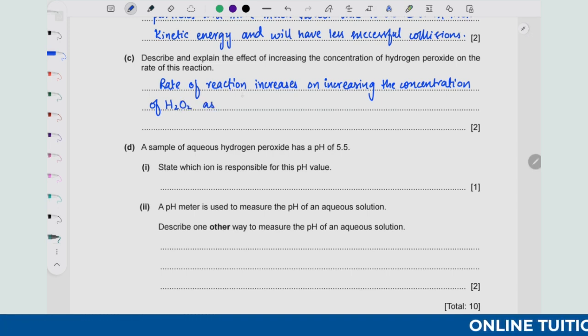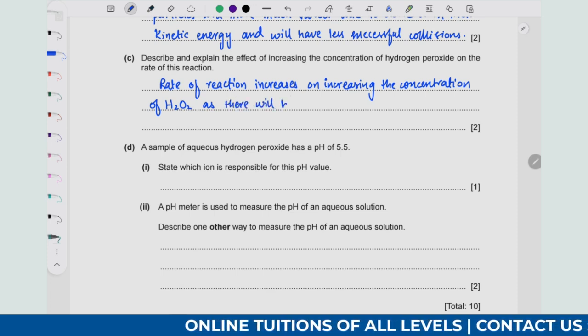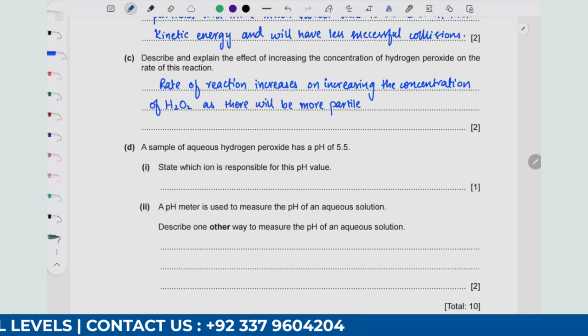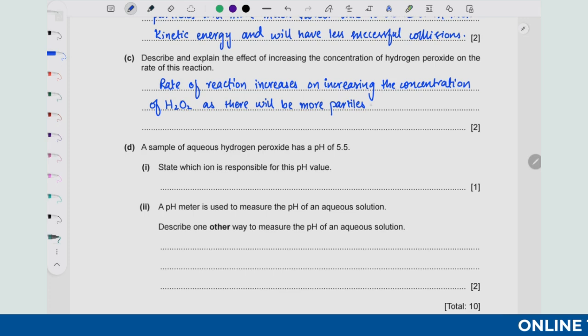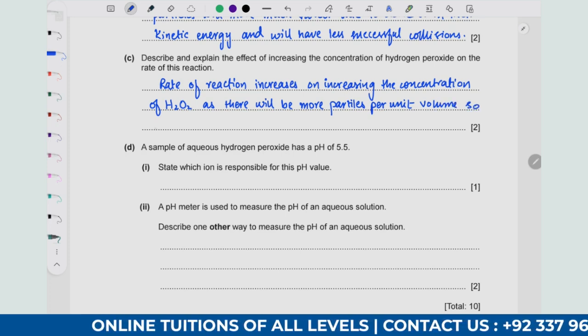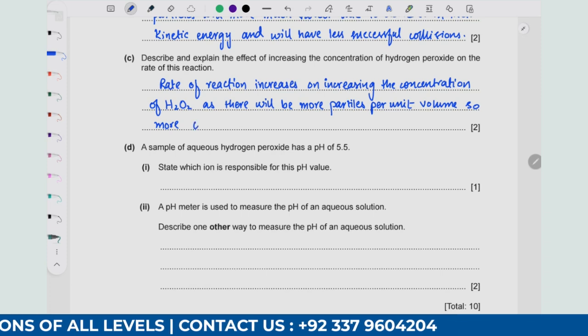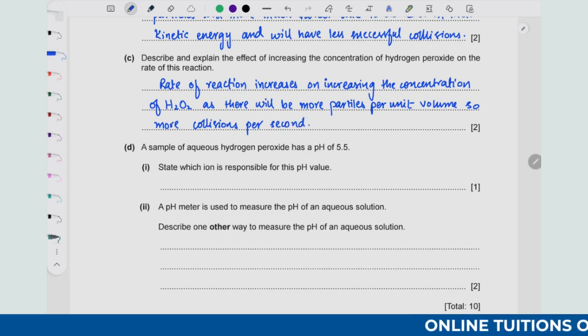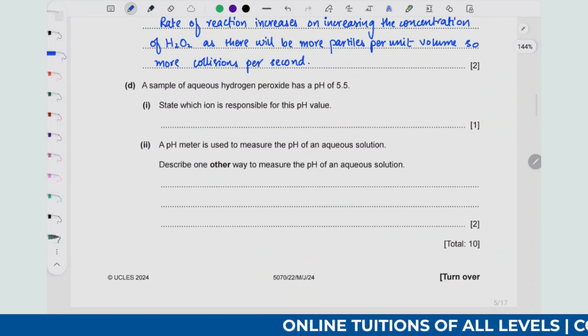as there will be more particles. Increasing concentration means you are increasing the number of particles per unit volume. There will be more particles per unit volume, so more collisions per second, or we can say there will be a greater collision frequency.